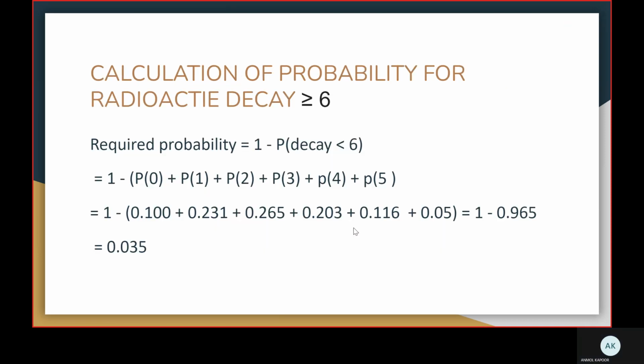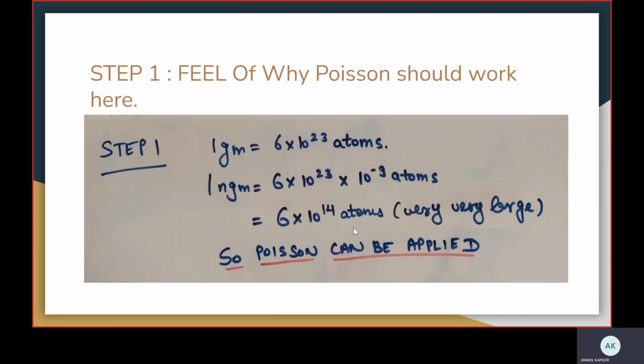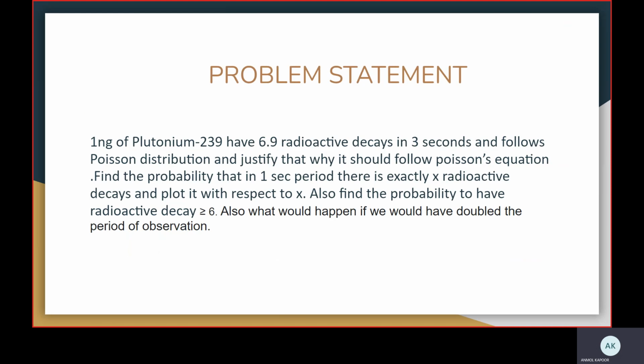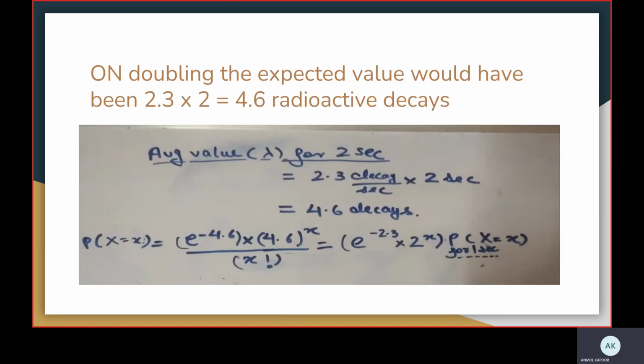to 0. Also, we are asked to calculate the probability if we would have double the period of observation. That means if instead of taking 1 second as our observation, we would have taken 2 seconds. So in that case, the expected value would not have been 2.3 radioactive decays. It would have been instead 2.3 into 2 decays, that is equal to 4.6 decays, because we are observing for 2 seconds. Therefore, probability would have been e to the power minus 4.6 into 4.6 to the power x upon x factorial by taking lambda equal to 4.6 decays.